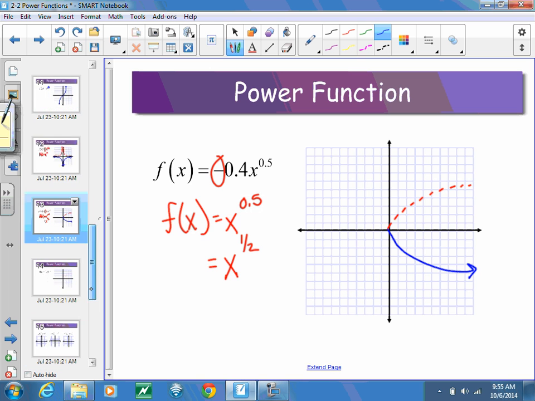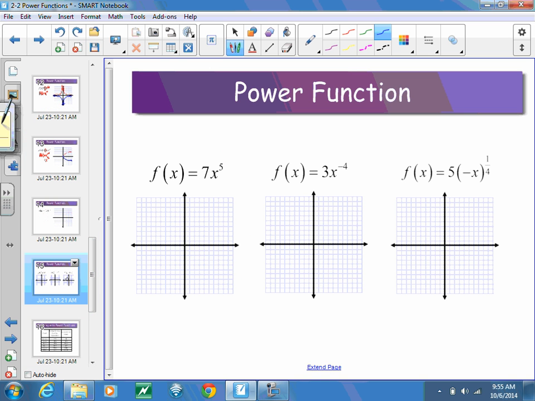We have now covered the section on power functions, and what I'd like you to do is come into class having sketched out a graph of these three functions. Just sketch out the graph and bring that with you to class so I can see if you've got a good understanding of what's happening and what the graphs look like. And that's it.